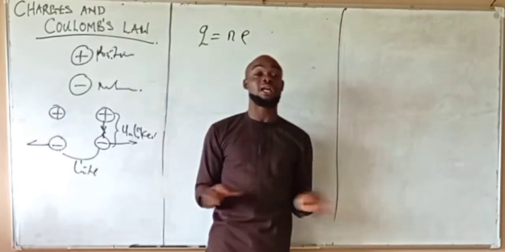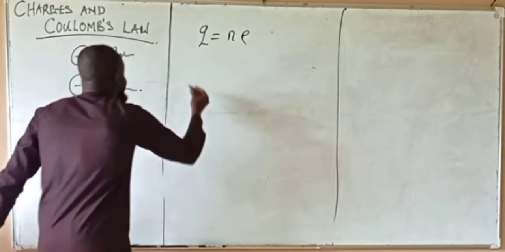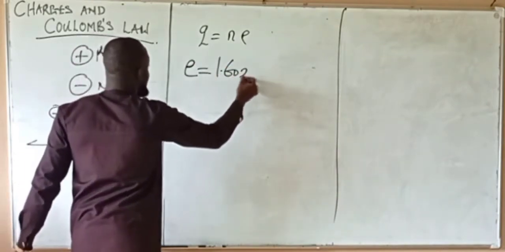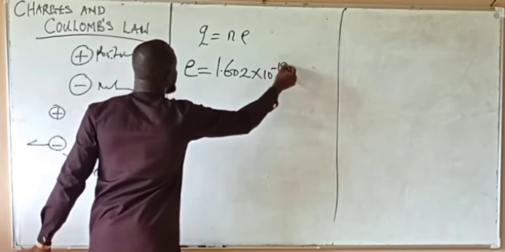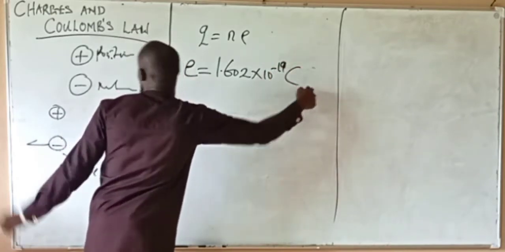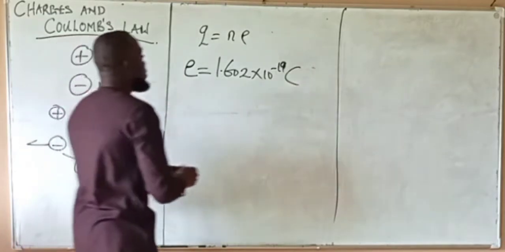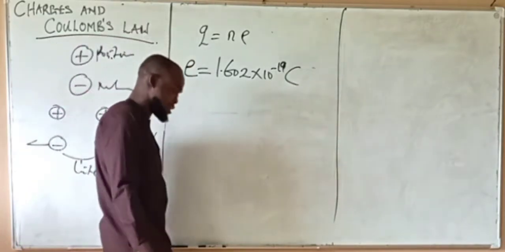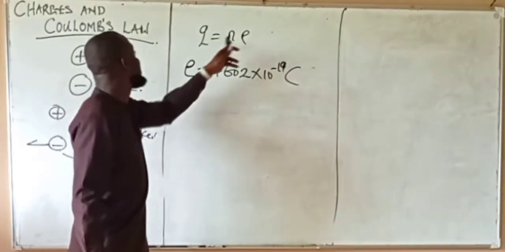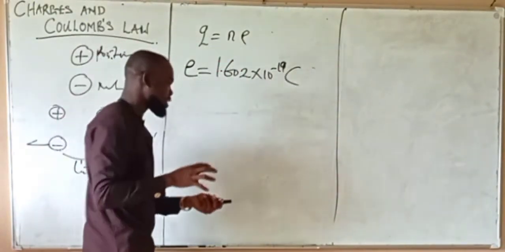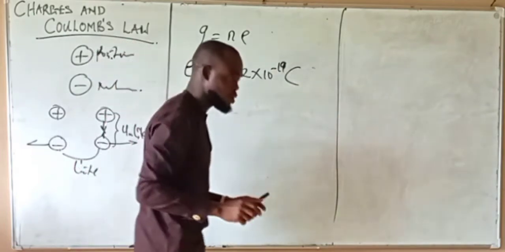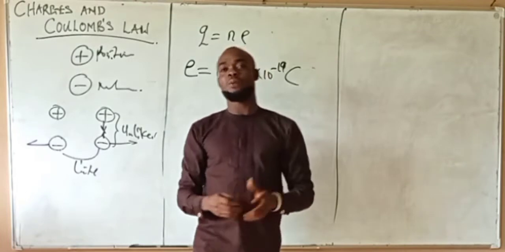E is the elementary charge, and the value is E equals 1.602 times 10 to the power minus 19 coulomb. Coulomb is the unit for charge. So the elementary charge E is 1.602 times 10 to the power minus 19 coulomb.